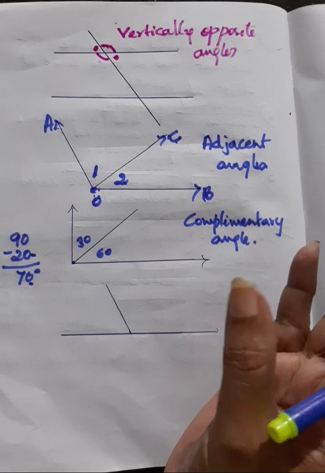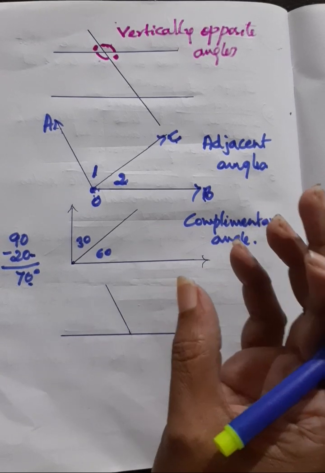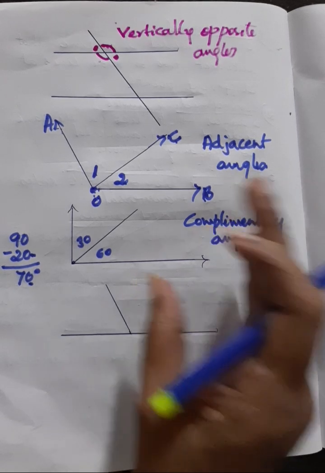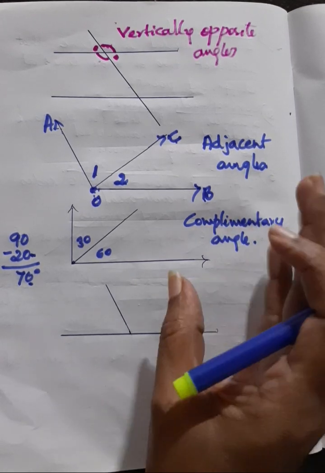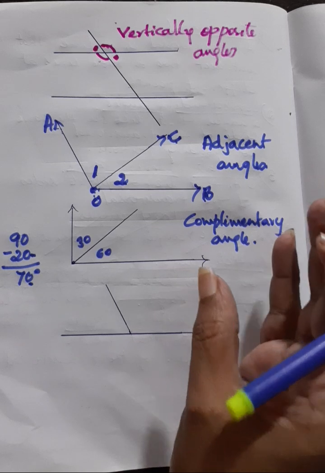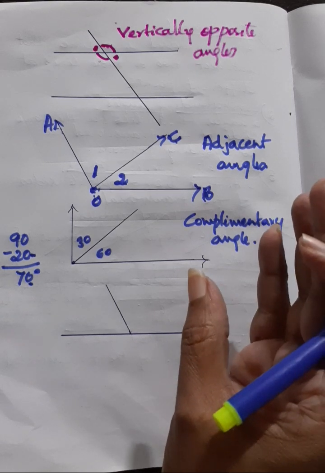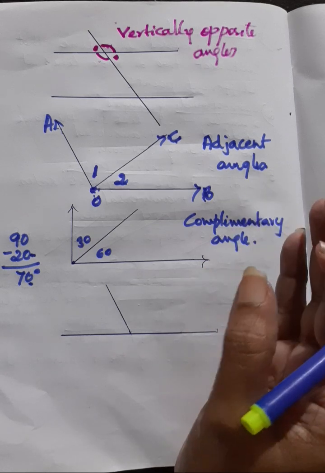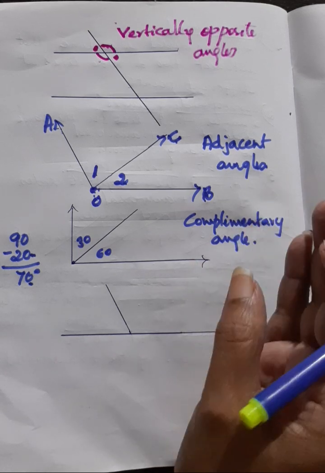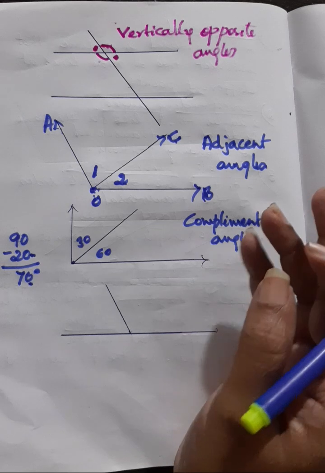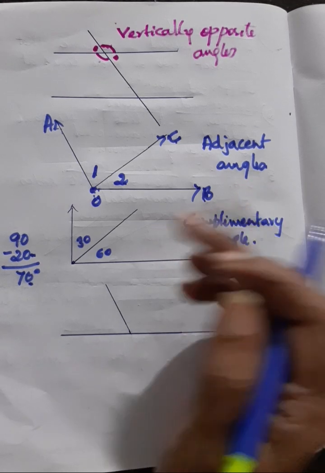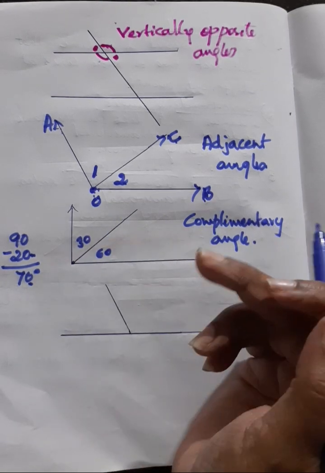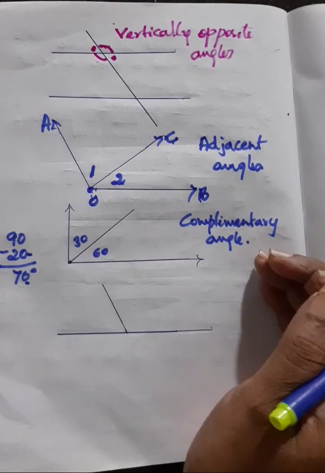Suppose they ask about 70 degrees, the complementary angle of 70 degrees is 20 degrees. If you add 70 plus 20, you will get 90 degrees, that way. Suppose the complementary angle of 45 degrees is 45 degrees, meaning 45 plus 45, how much? 90 degrees. Whichever measure they give, you should subtract it from 90 degrees. Whatever answer you get, that is the complementary angle.